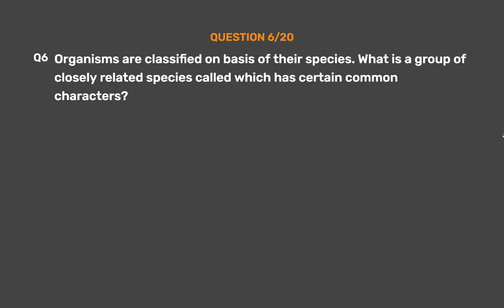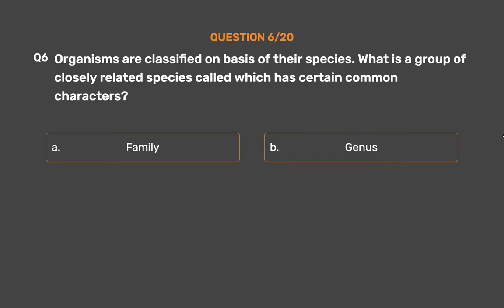Question number 6. Organisms are classified on basis of their species. What is a group of closely related species called which has certain common characters? Option A. Family. Option B. Genus. Option C. Phylum. Option D. Order.